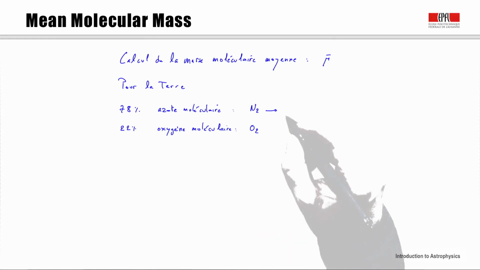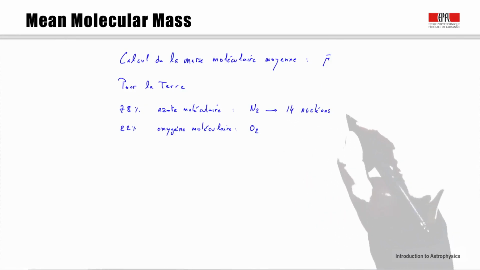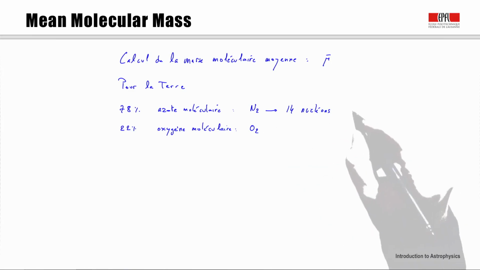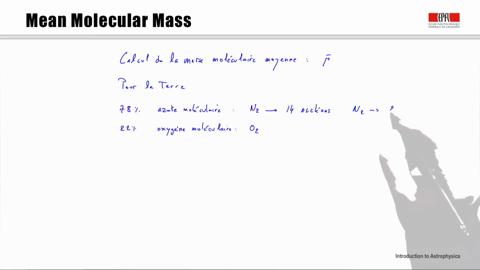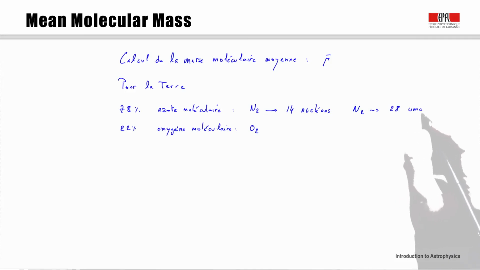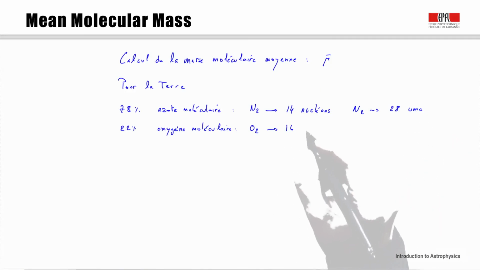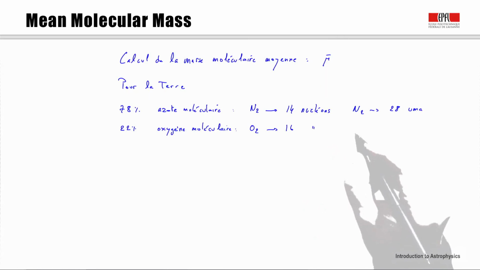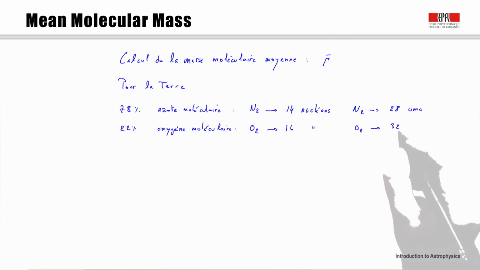The nitrogen atom has 7 protons and 7 neutrons, therefore 14 nucleons. 14 nucleons for one nitrogen atom means that for the molecule N2, we have 28 atomic mass units. The oxygen atom has 16 nucleons. And thus, for O2, we have 32 atomic mass units.